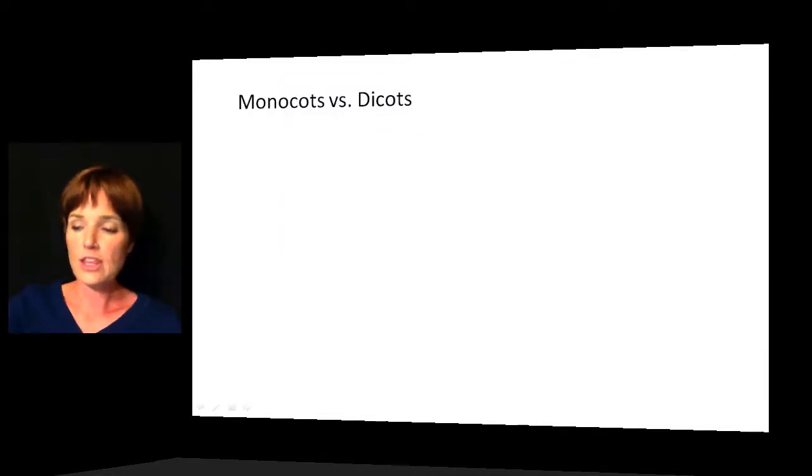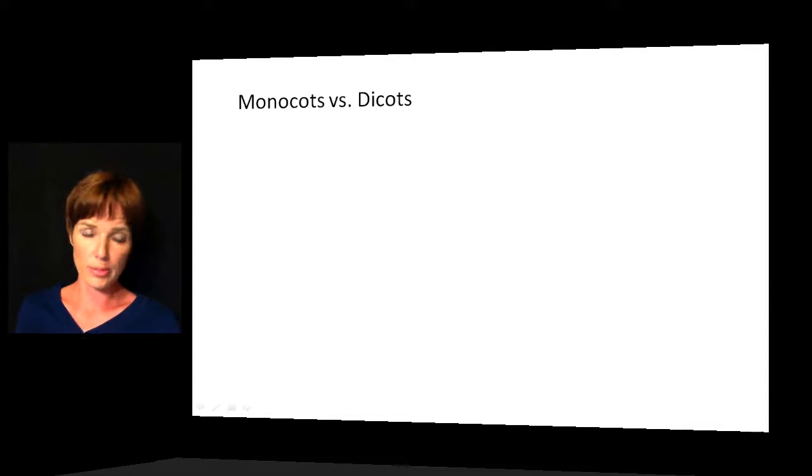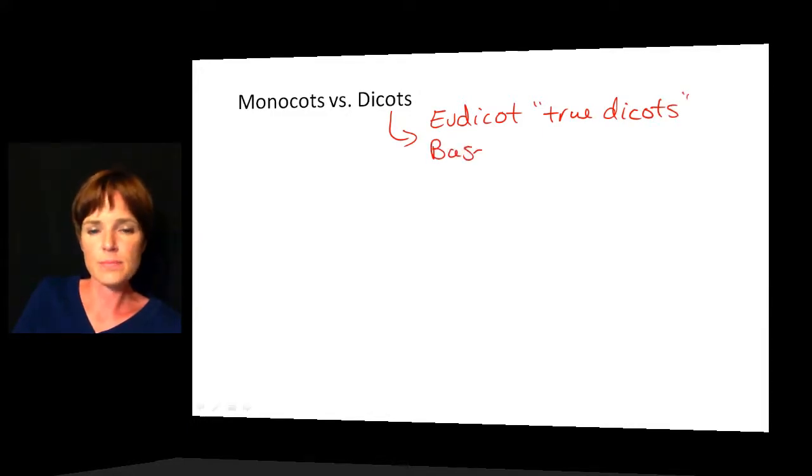It used to be thought that there were two main distinctions. We had monocots and we had dicots. And all flowering plants used to be divided into these two groups. Well, the monocots have really held together, but the dicots have been split up. So within the dicot group, we now have what we call eudicots, which means true dicots. And then we also have what we call basal angiosperms. And then we have the magnoliids.